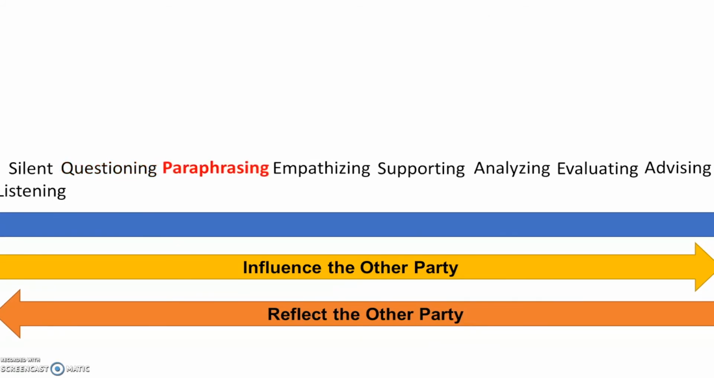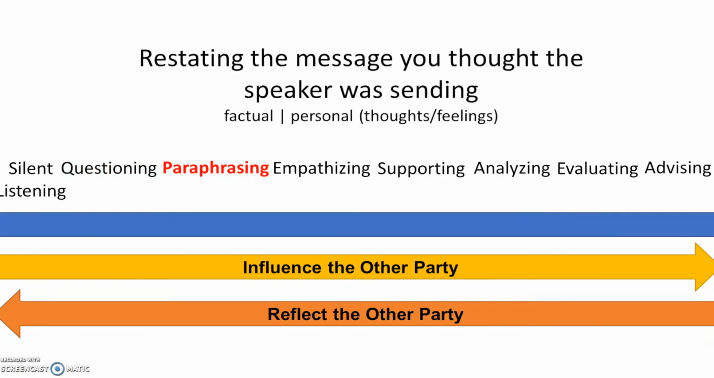Moving on. With the paraphrasing response, the listener uses their own words to restate the message they thought the speaker was sending. Paraphrasing isn't parroting back a statement word for word, but is rather an attempt to articulate the underlying meaning. This can involve paraphrasing for facts and or personal paraphrasing for emotions and thoughts. With the latter category, personal paraphrasing, you may be paraphrasing things that the speaker is implying more so than what they are actually saying directly.